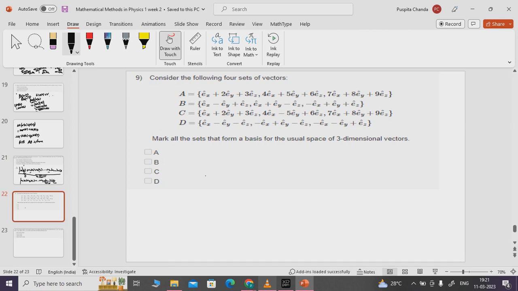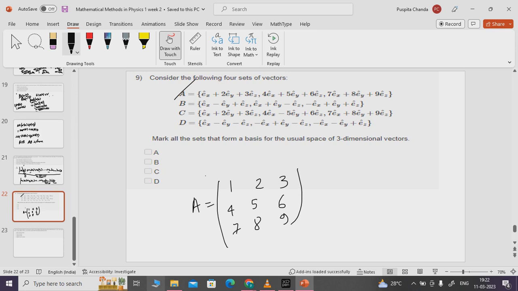Again, consider the following 4 sets of vectors. Mark all the sets that form a basis for the usual space of 3-dimensional vectors. So A is written like that: ex + 2ey + 3ez, and it can be written as the matrix 1 2 3, 4 5 6, 7 8 9. So again, is it independent or not?